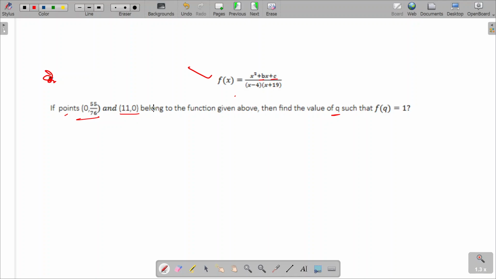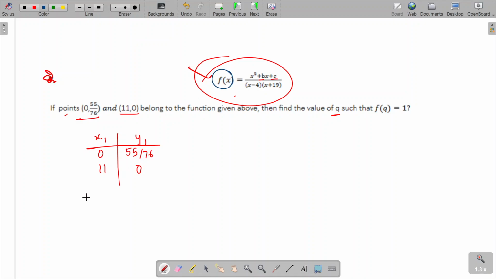We can use regression. How? Insert a table, plug in these points, and then write this equation in the regression form. Your f of x will be replaced by y1, regression x1 squared plus b x1 plus c over x1 minus 4 in one bracket, x1 plus 19 in the other bracket. Okay. Now from here you will get the value of b and c.